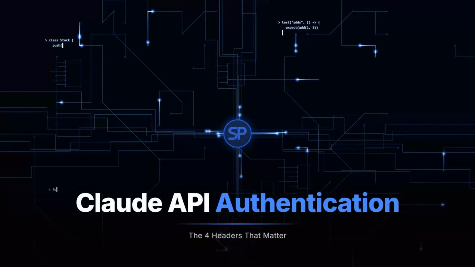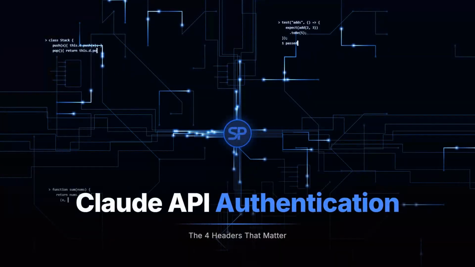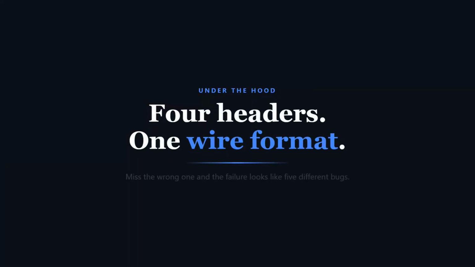Authentication and request envelopes. Here are the 4 headers that matter. Get one header wrong on a Claude API call, and the failure you see depends entirely on which one you missed, and most of those failures look nothing like a missing header. This is the envelope every request travels in, no SDK required, and knowing it cold is what separates reading an error message from actually understanding it.